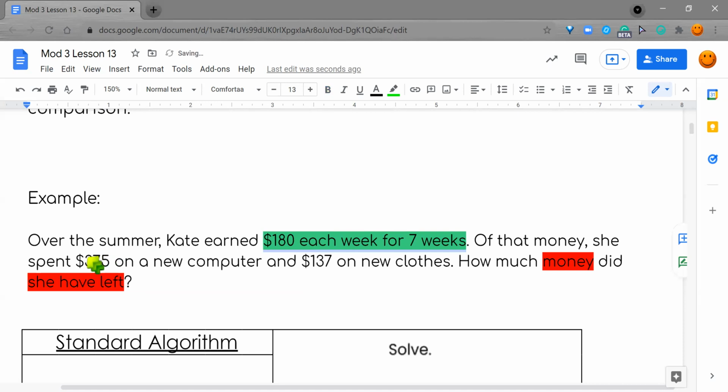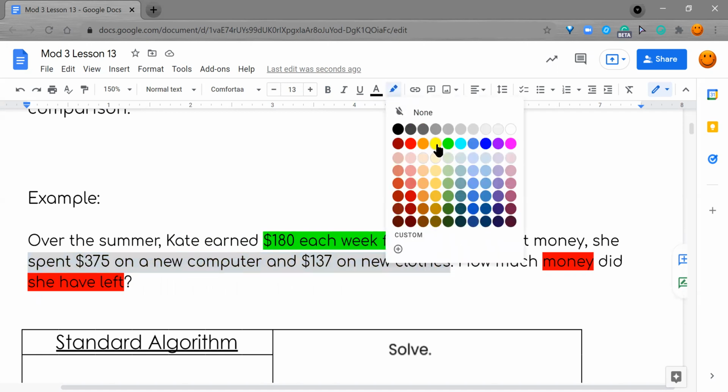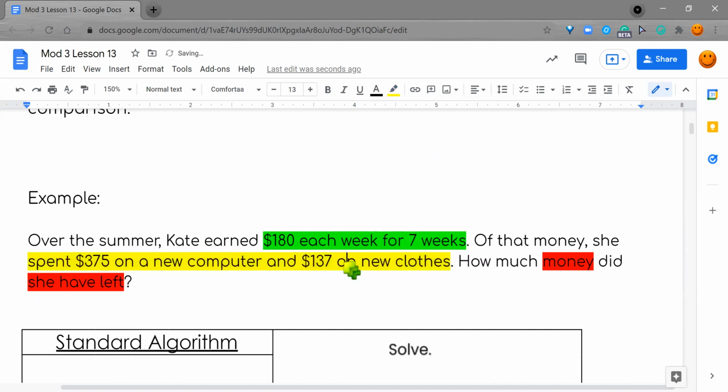And then what's in between that we need to figure out is what she spent the money on. And we're going to highlight that yellow. Look at how I'm creating a stoplight effect. We got to start off somewhere. We need to add something or subtract something or multiply something, and then we get our answer.